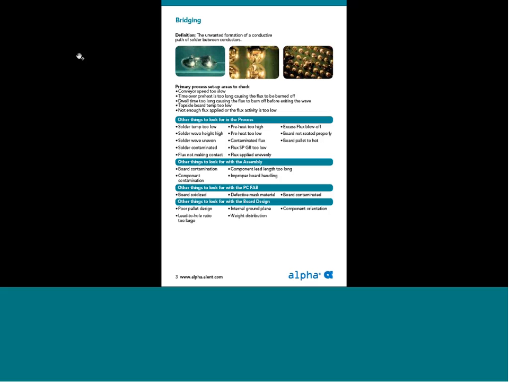Other things to look for: board contamination, component lead length. I believe the standard for protrusion under the bottom surface of the board is 0.62. If you get longer, that's pretty long and could contribute to bridges, but it's the accepted standard. As you get longer than that, bridges will definitely appear on your product.